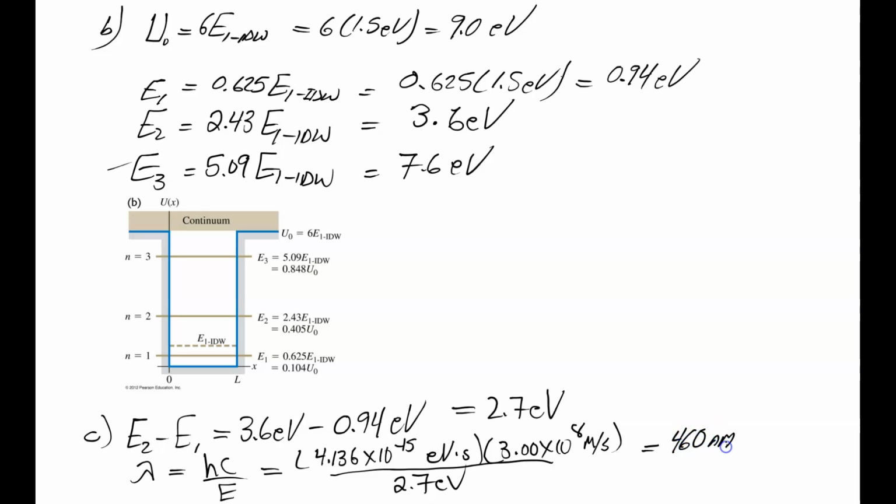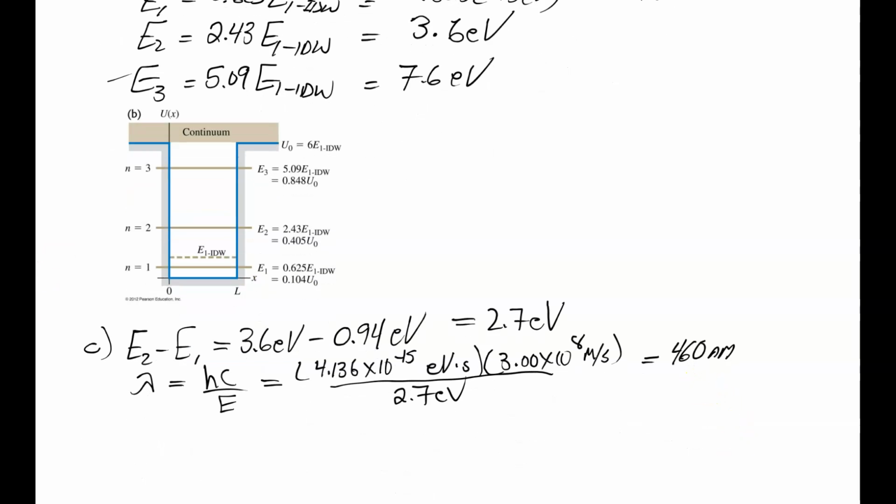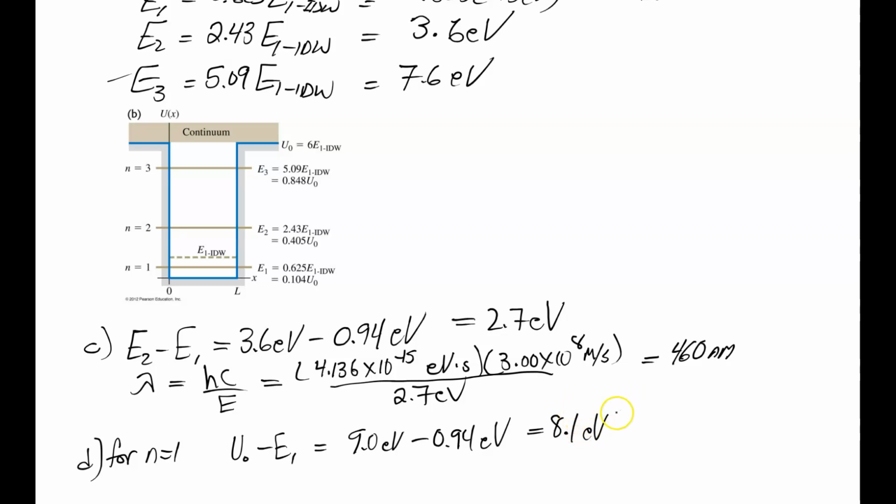460 nanometers. And lastly, for part D, the energy needed to free the electron from the well from n equals 1, U naught minus E1, is going to be 9.0 electron volts minus 0.94 electron volts, which is 8.1 electron volts, which is about 3 times the 2.7 electron volt photon energy in part C.